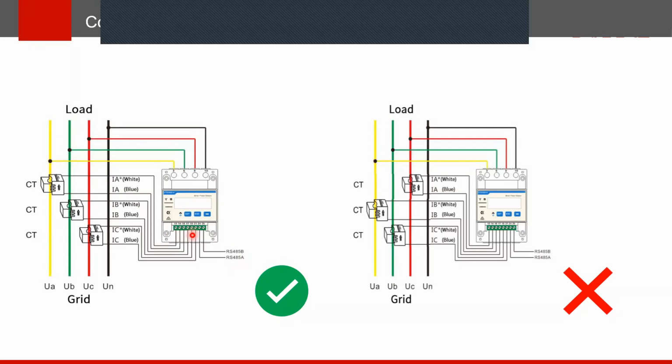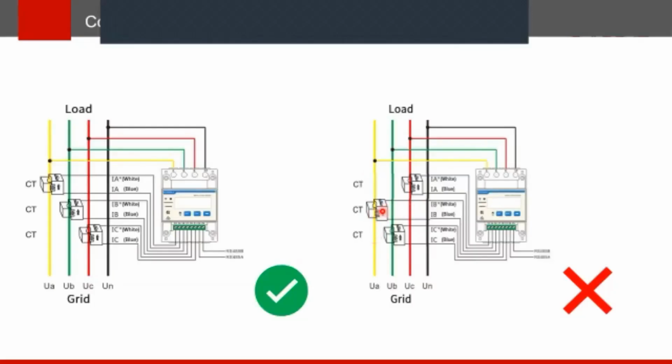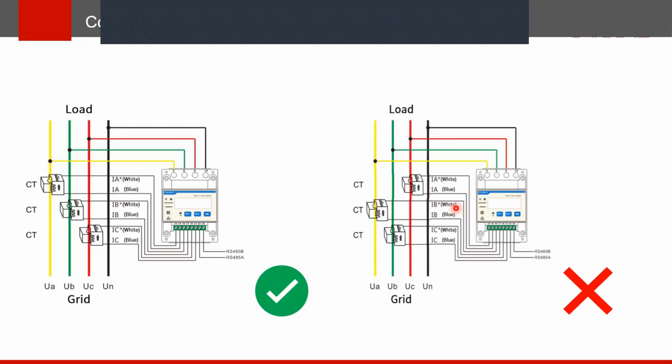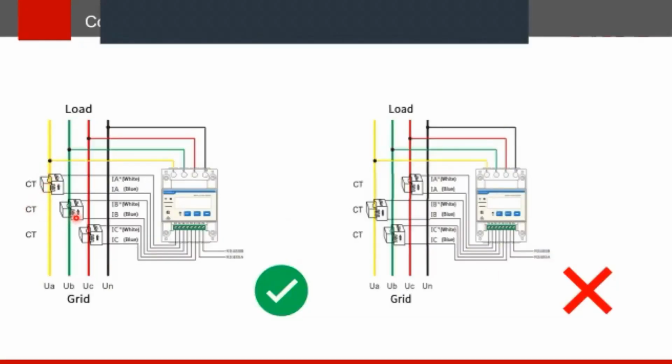Left, middle, right. However, this diagram shows the wrong sequence of CT. This is A phase, right? A phase is connected to the middle one, and the B phase is connected to the right one. They are in a mess, with the CT sequence varied. So the data should be very abnormal. For example, at midnight, it may be charging without any PV generation, and during the daytime, it will discharge the whole day. So this will cause abnormal operation of the system. So make sure the sequence of CT is correct.